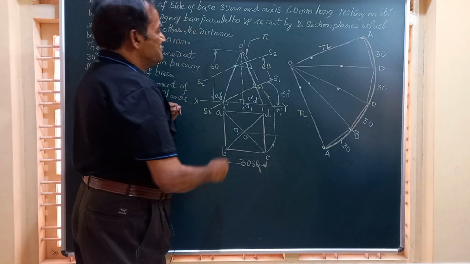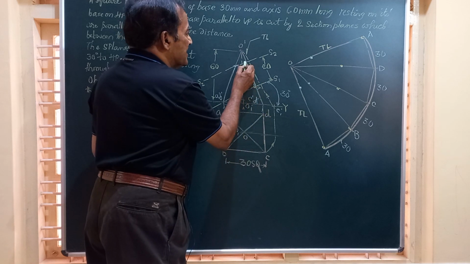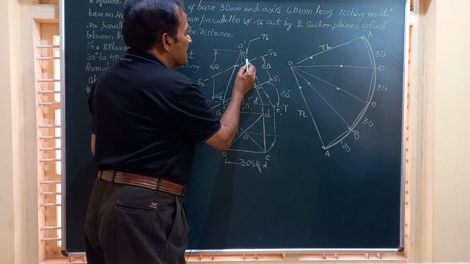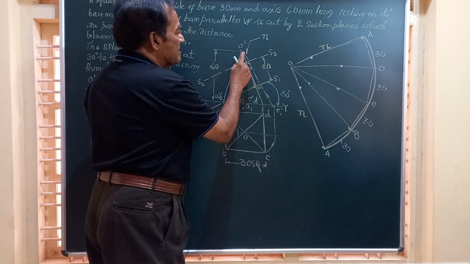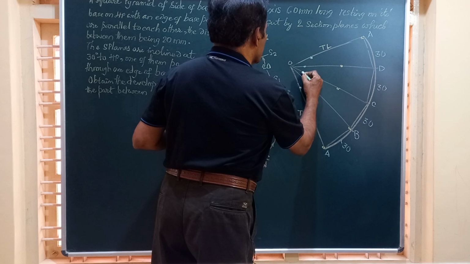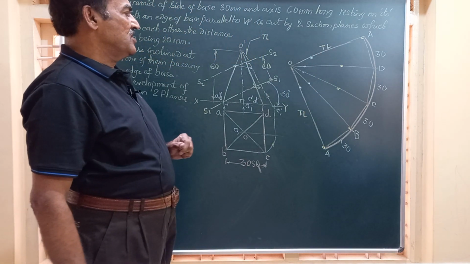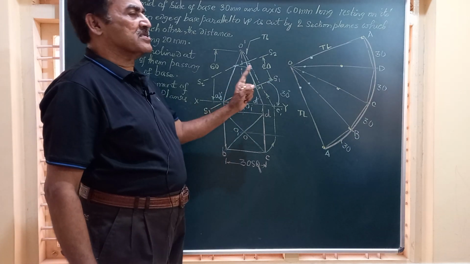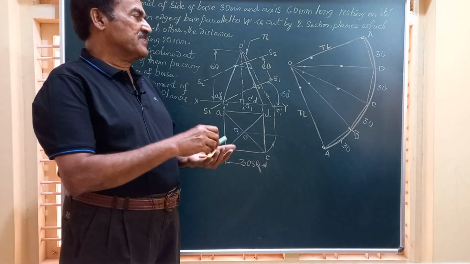Now friends, these lines O dash C dash, O dash D dash are cut here. They are not the true length. Shift that to the last line, the true length line. Take that measurement on OC and OD. This is OC and this is OD. Friends, we have got all the 4 points where the section planes are cutting the slant edges of the solid.